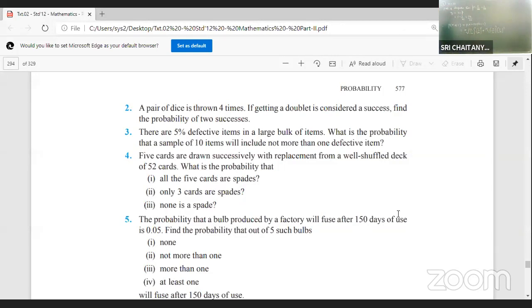Simplifying this, you are going to get the answer. Copy this one. 10c0 value is equal to 1. So the answer should be 19 by 20 to the power of 10 plus 10c1 value is equal to 10 into 19 by 20 to the power of 9 into 1 by 20. You just keep it as it is.